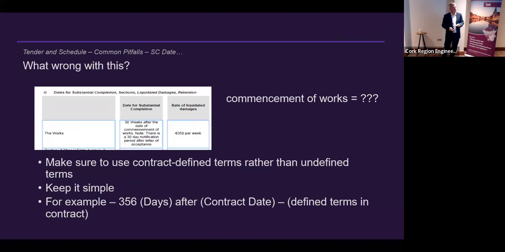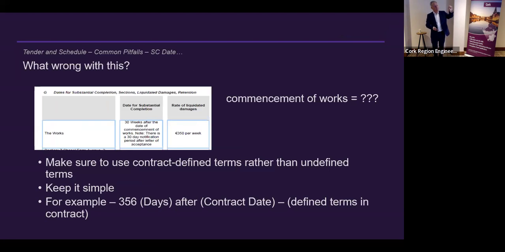This is another real life situation. Again, what's wrong with this box? So here, the employer has said that the date for substantial completion is 30 weeks after the date of commencement of the works. What does the commencement of the works mean? It's not a defined contract term. We have confusion straight away, okay?